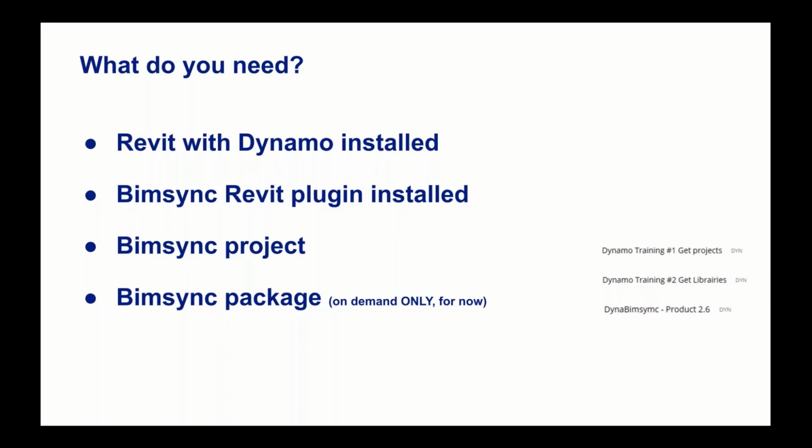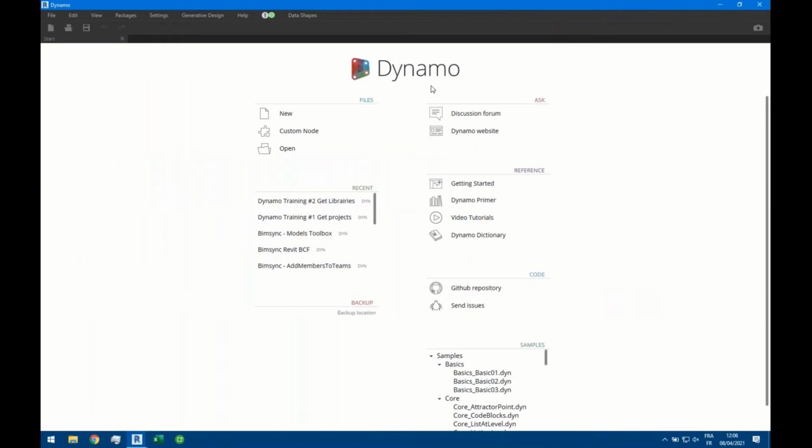So it's a bit of a binary area. It's correct or it's not. So for today, we are very cautious with delivering this Bimsync package. So get in touch with us, and we have a short session on how to use it. That's the best. So now let me go to the demo part in Dynamo and Revit.